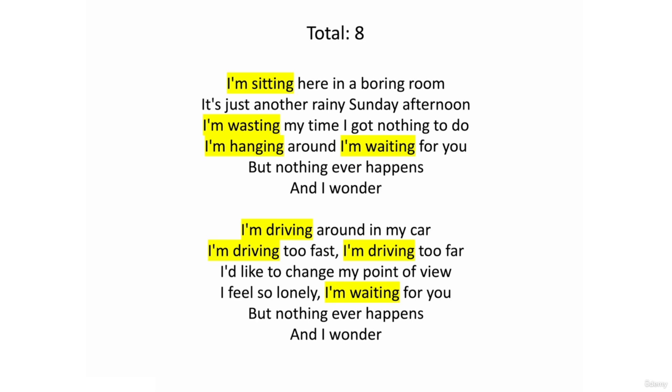In this verse, there are a total of 8 instances of present continuous. I'm sitting, I'm wasting, I'm hanging, I'm waiting, I'm driving, I'm driving, I'm driving, I'm waiting. Well done! If you got all these forms of the present continuous, great work! And if you didn't catch them all, let's move on to the chorus and give you the opportunity to try again.